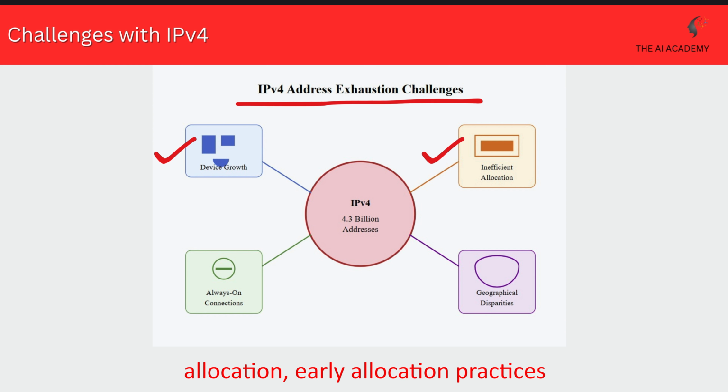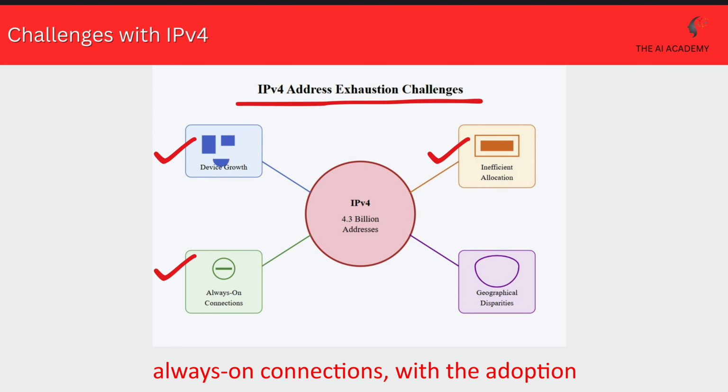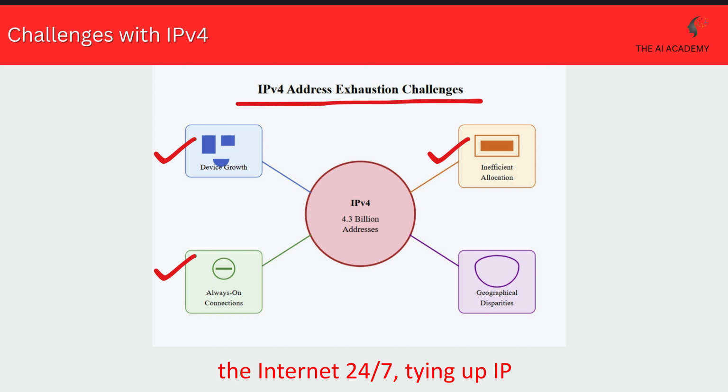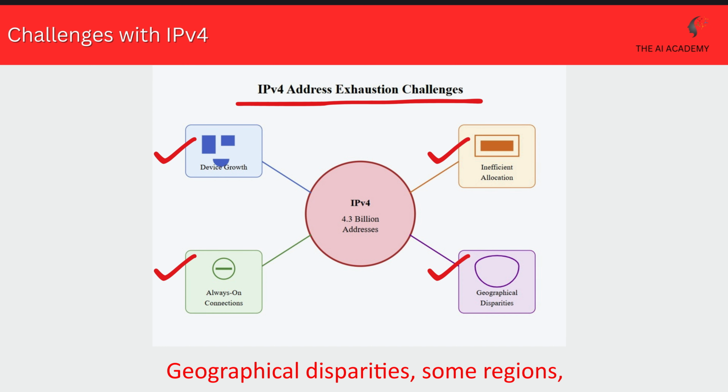Early allocation practices assigned large blocks of IPv4 addresses to organizations, often more than needed. For example, the Class A and B address schemes in IPv4 led to significant underutilization. The rise of always-on connections: with the adoption of broadband, devices remain connected to the Internet 24/7, tying up IP addresses for longer periods. Geographical disparities: some regions, especially developing areas, face challenges acquiring sufficient IPv4 addresses due to earlier allocations favoring developed countries.